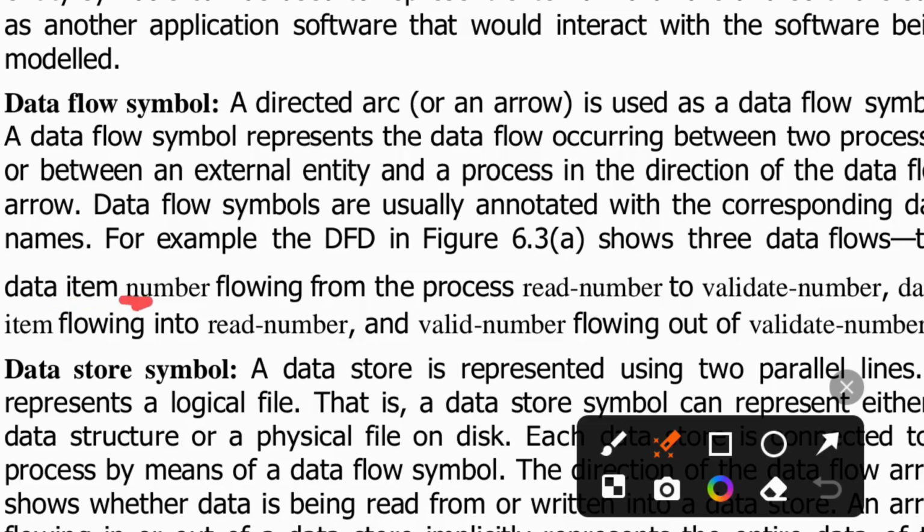Data item number flowing from the process read number to valid number: data item number flowing into read number, and valid number flowing out of valid number.